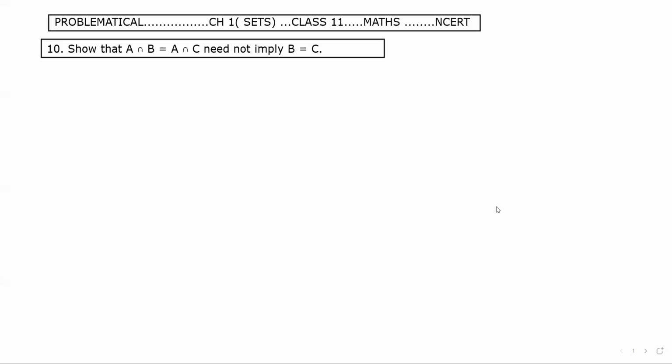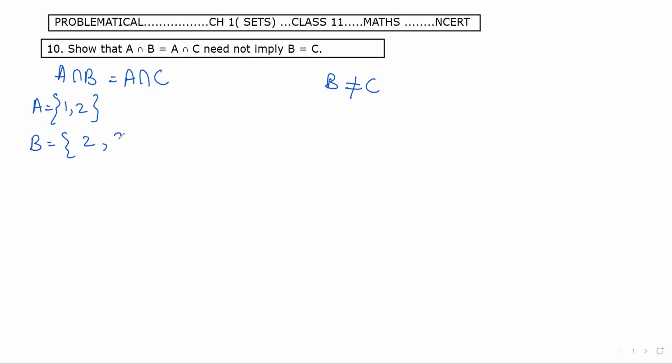The simplest way to do this question is by assuming the values of A, B, and C. So we have to find a certain condition in which A intersection B is equal to A intersection C, but B is not equal to C. Let's consider the set A to be {1, 2}, B as {2, 3}. So your A intersection B over here is {2}.